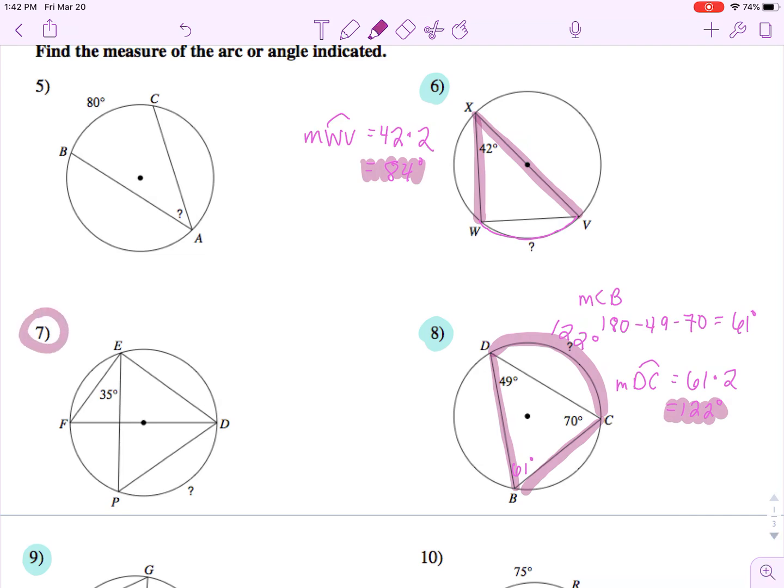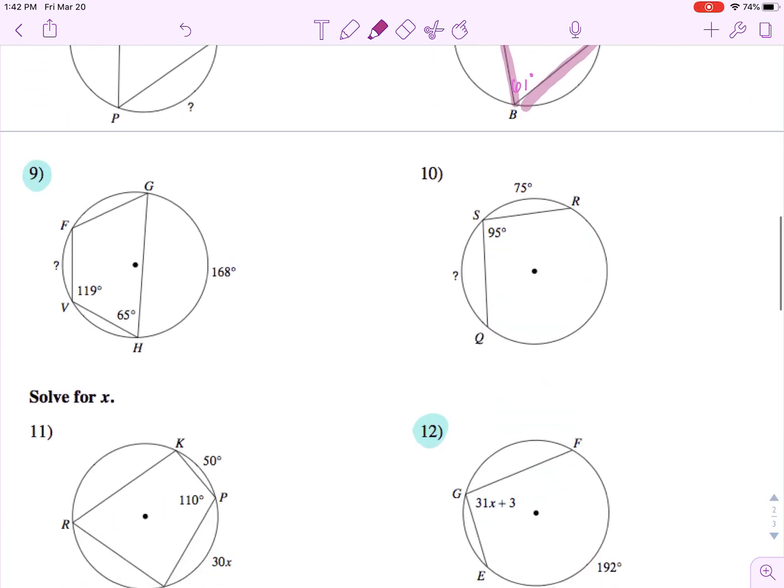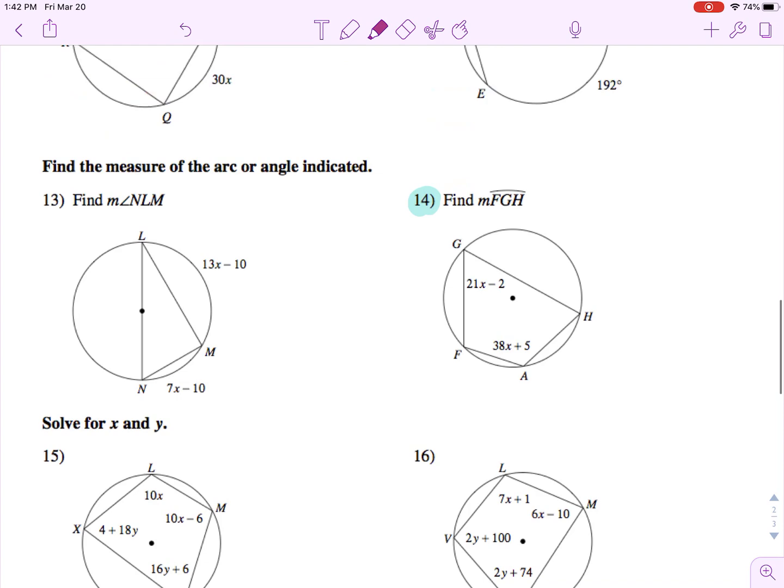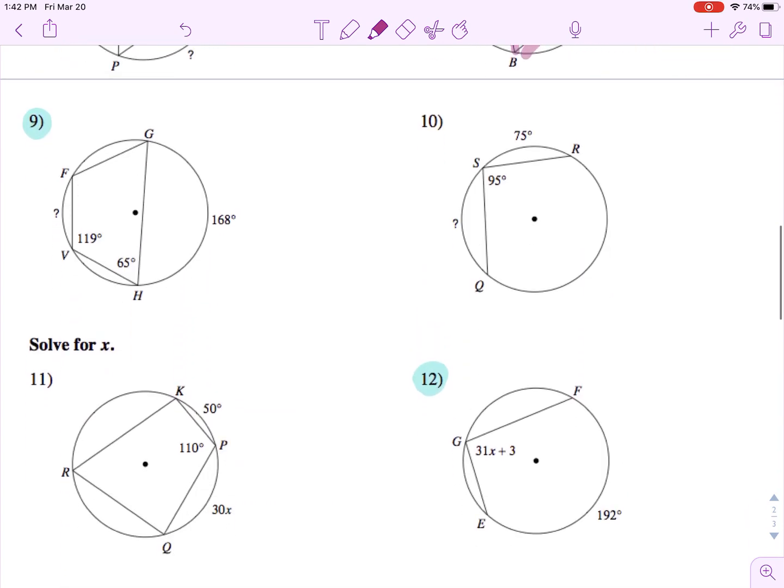I believe you guys are going to have a show what you know for number 7. All right, let's go ahead and flip to the back. We are going to do 9 and 12 together, and then number 14. So we only have 3 more left that I'm going to do with you.